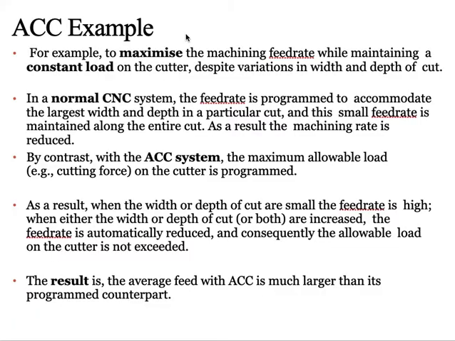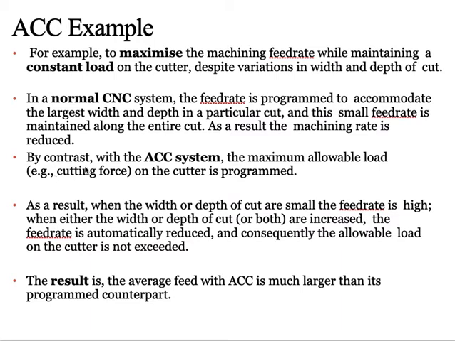Here if you see the ACC example, for example, to maximize the machining feed rate while maintaining a constant load on the cutter despite variations in width and depth of the cut. In normal CNC systems, the feed rate is programmed to accommodate the largest width and depth of a particular cut, and this small feed rate is maintained along the entire cut. As a result, the machining rate is reduced, isn't it?